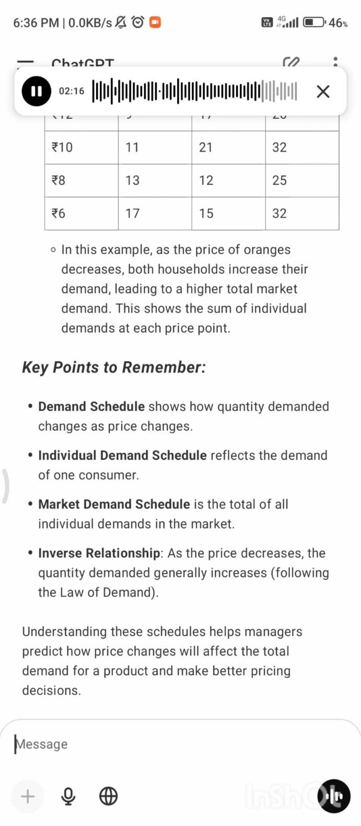Demand schedule shows how quantity demanded changes as price changes. Individual demand schedule reflects the demand of one consumer. Market demand schedule is the total of all individual demands in the market. Inverse relationship: as the price decreases, the quantity demanded generally increases, following the law of demand. Understanding these schedules helps managers predict how price changes will affect the total demand for a product and make better pricing decisions.